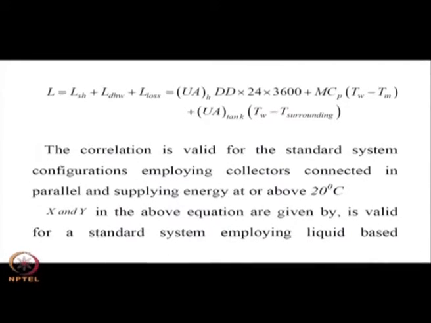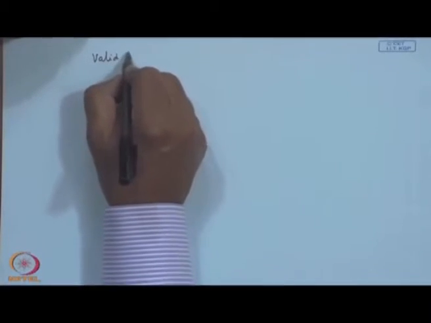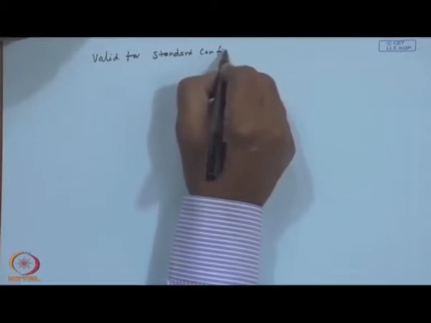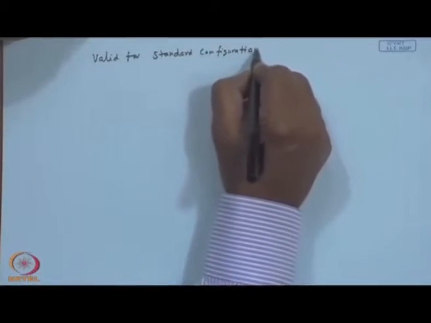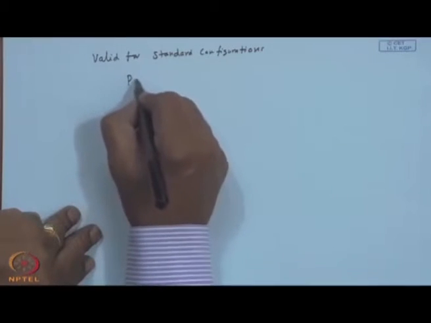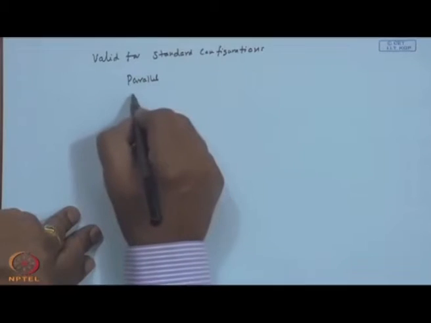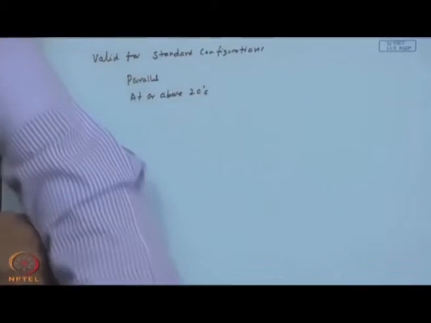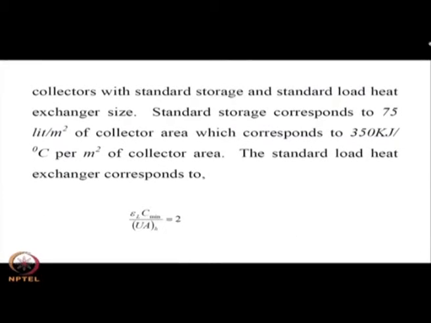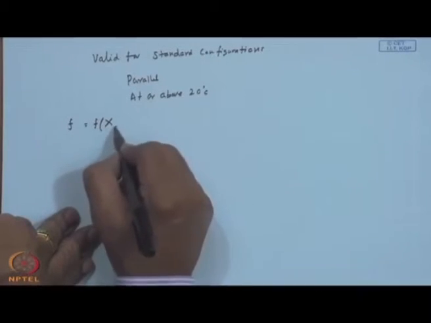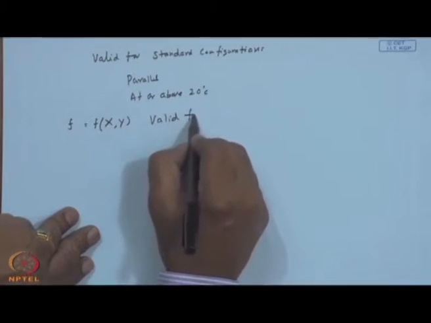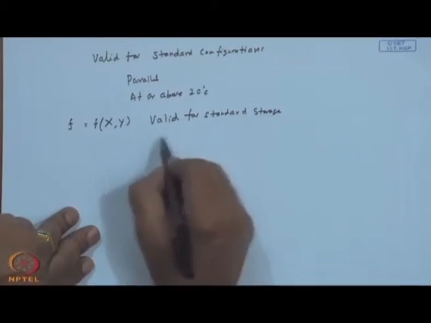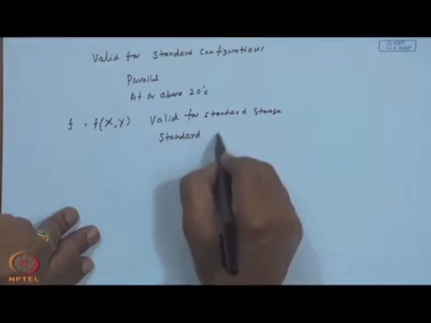So, once again, the correlation is valid for standard configurations like the 4-5 pictures I have shown schematically, where all the collectors are in parallel, with energy delivery at or above 20 degrees C. So, the equation of F in terms of x and y is valid for standard storage, just like the case for the air systems, and a standard load heat exchanger.